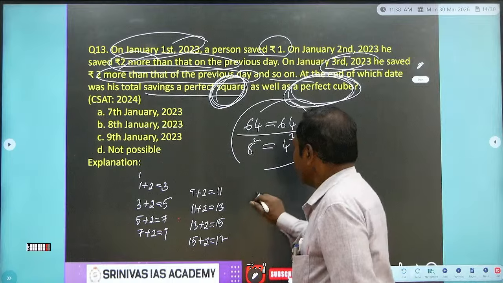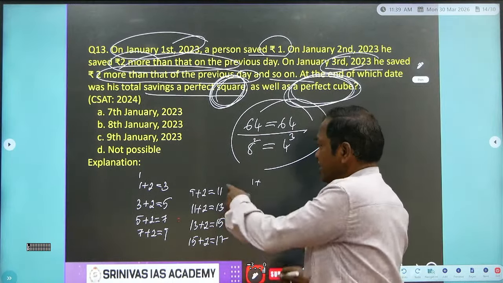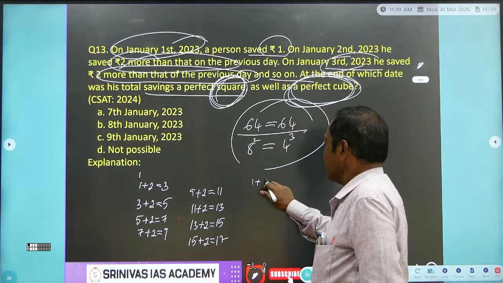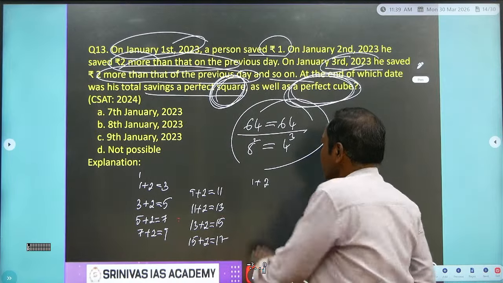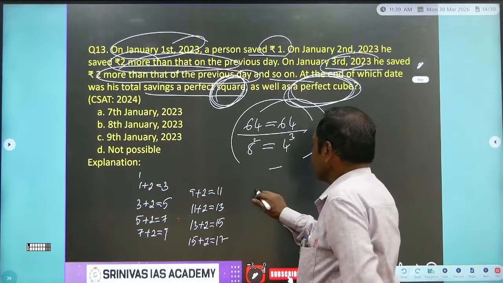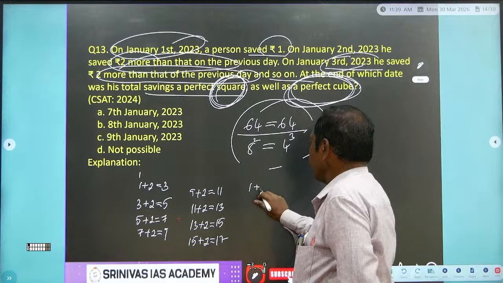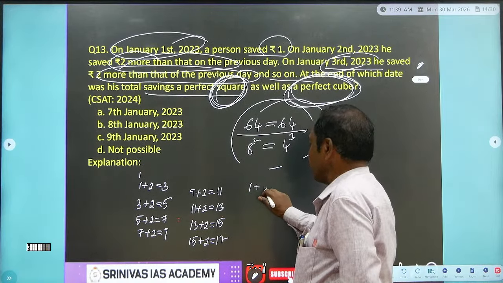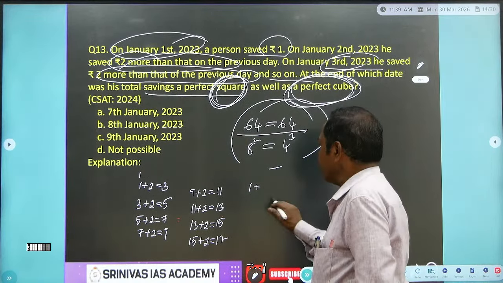So what is 1 plus 2? The 1 plus 2 is what? Second, it will become what?